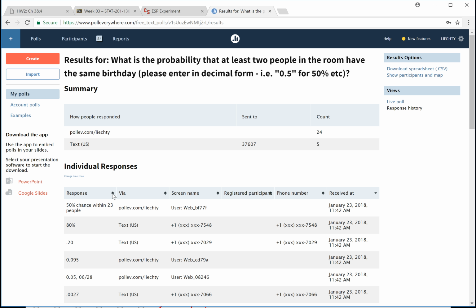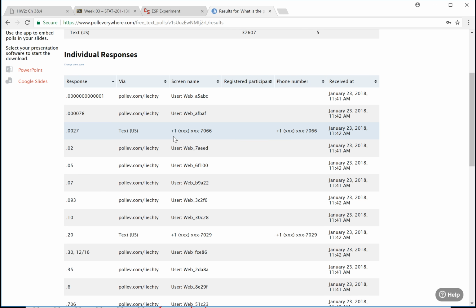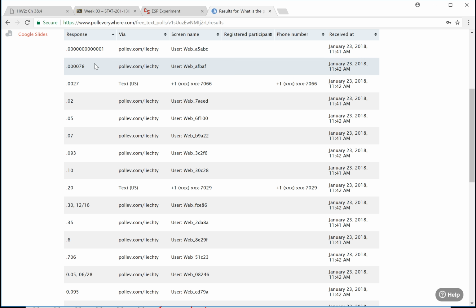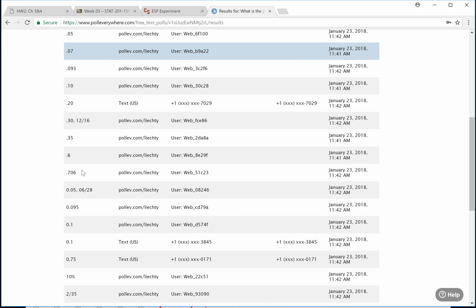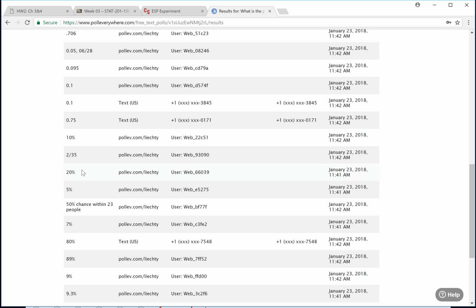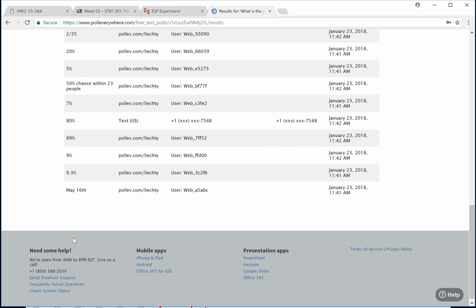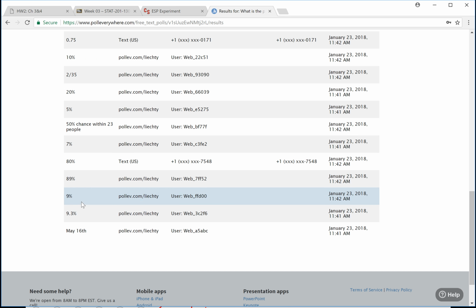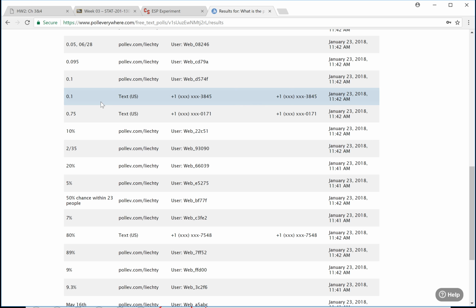All right, so that's a really small number, pretty small. 7%, 9.3%, 10%, and then we've got 75%, 10%, 2 out of 35. So I see quite a few low numbers, like 9%, 7%, 5%.